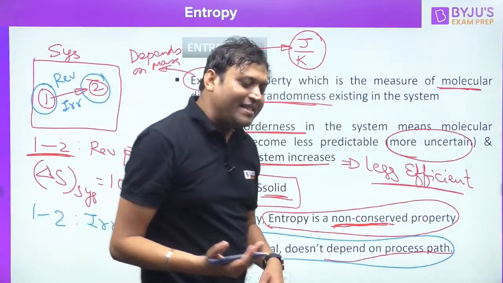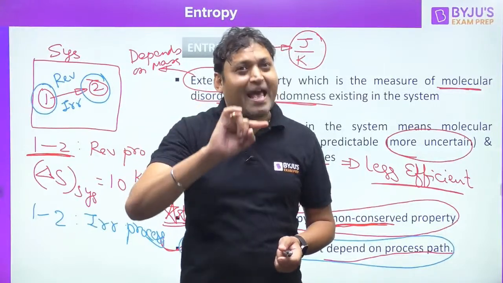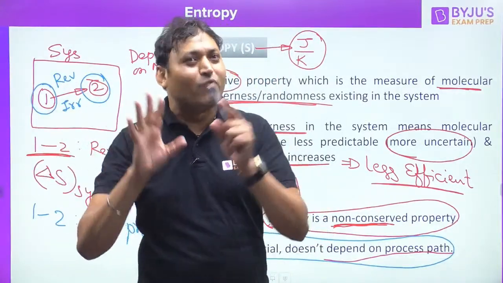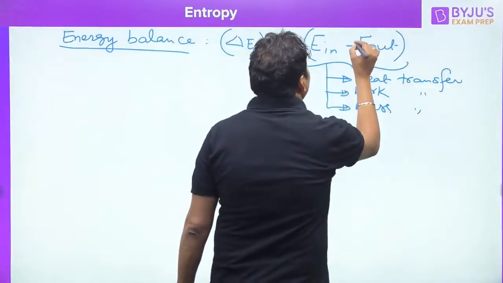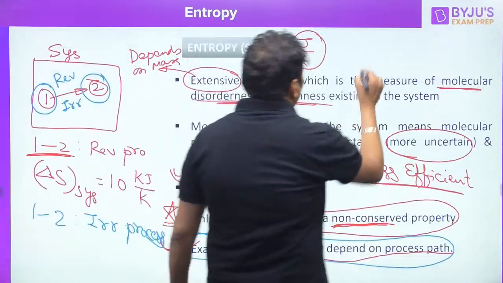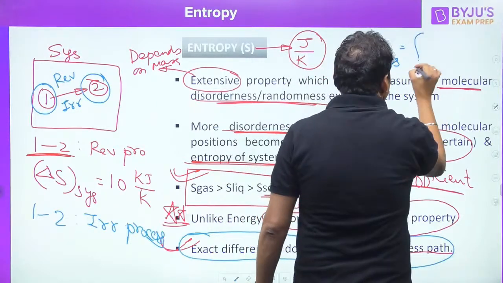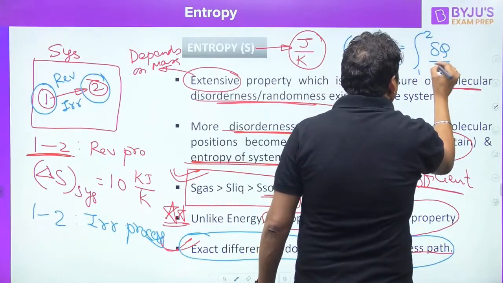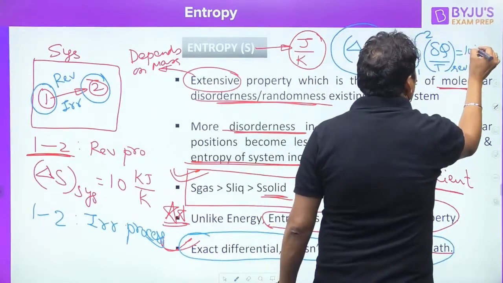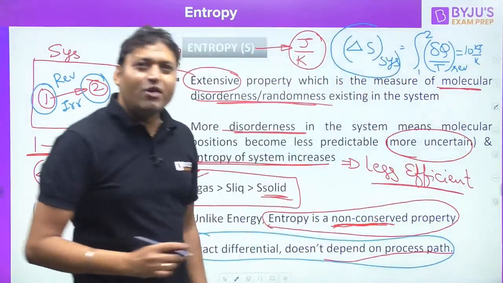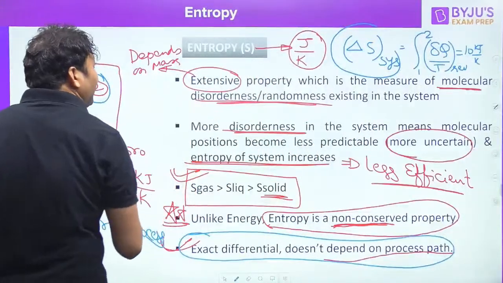But how to calculate that entropy change? One option is to replace that irreversible path with a reversible path and then calculate del Q by T reversible. How to calculate the change in entropy for the system? Integration 1 to 2, the irreversible path will be replaced by the reversible path. That will give 10 kilojoule per Kelvin. Del Q by T reversible is 10 kilojoule per Kelvin, but del Q by T irreversible is not the same.